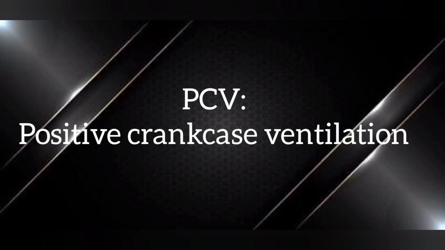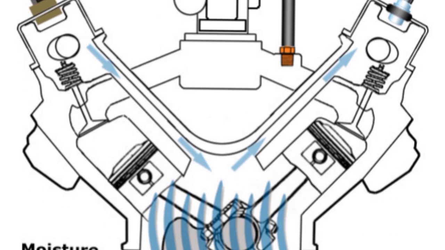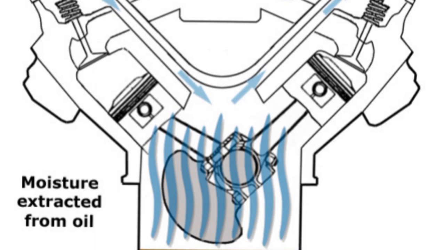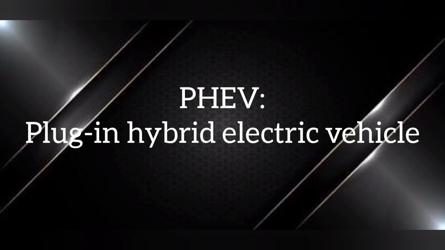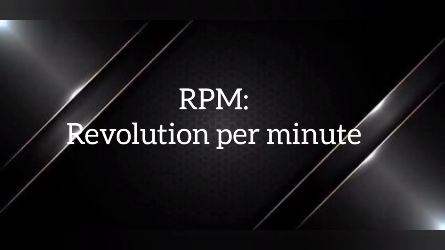And next up, we have the PCV, which stands for positive crankcase ventilation, and this is a one-way valve that releases gas that slips around the pistons into the crankcase. Next up, we have the PHEV, which stands for plug-in hybrid electric vehicle, which is a vehicle powered by both an electric motor and an internal combustion engine, and the onboard batteries can be charged by the engine or an external charger.